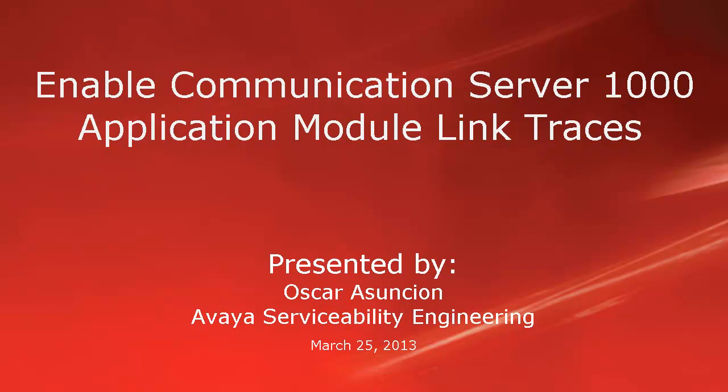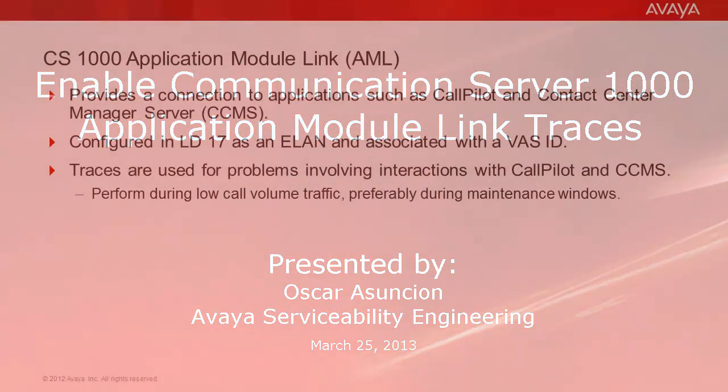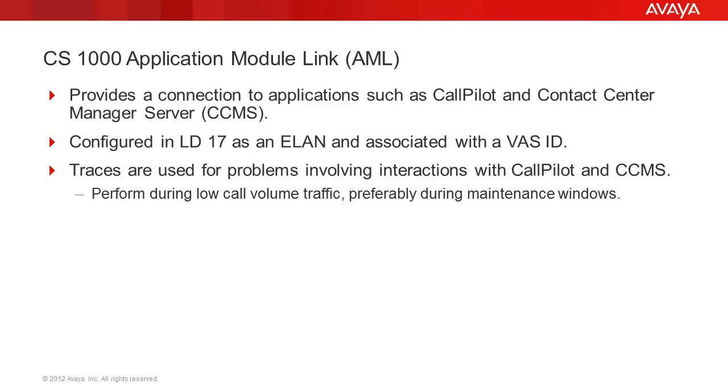This video describes how to enable the Communication Server 1000 application module link traces. The application module link, also known as AML, provides a call server connection to applications such as Call Pilot and the Contact Center Manager server used in IVR integration. The AML is configured on an Enhanced Serial Data Interface card, also known as an ESDI card, or on a Multipurpose Serial Data Link card, also known as an MSDL card.